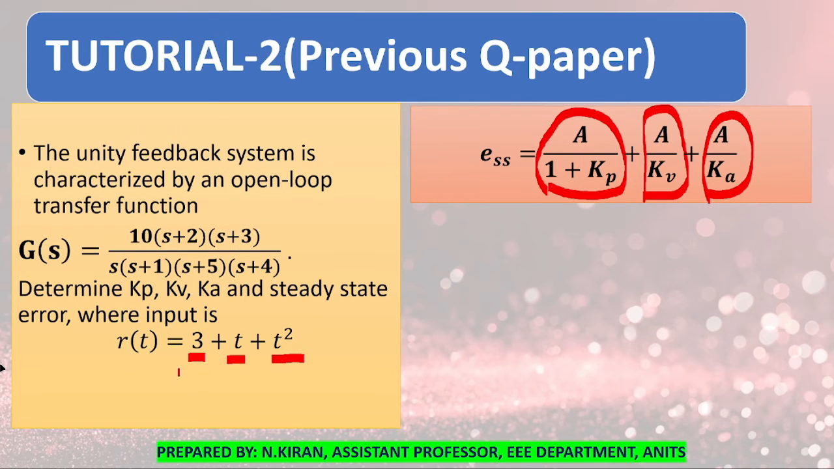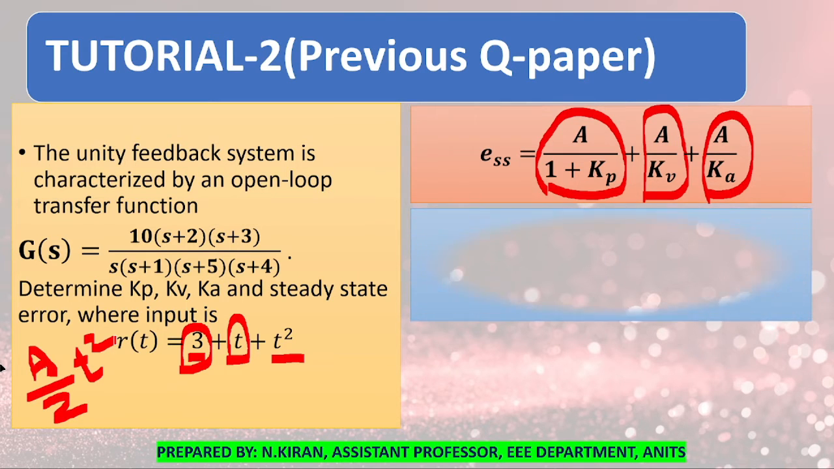Here the A value in step input is given as 3. So the A value is 3. In ramp input, the value of A is 1. But for parabolic input, the standard expression is A by 2 into t square. This is the standard notation of parabolic input. So according to that, the A value is 2.